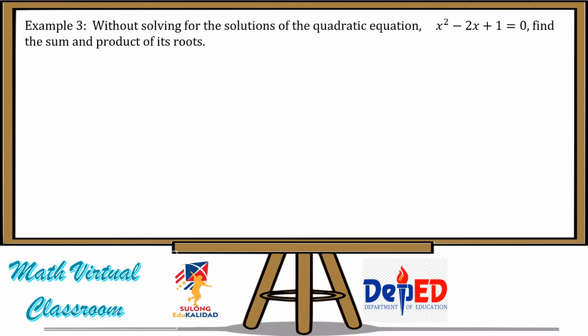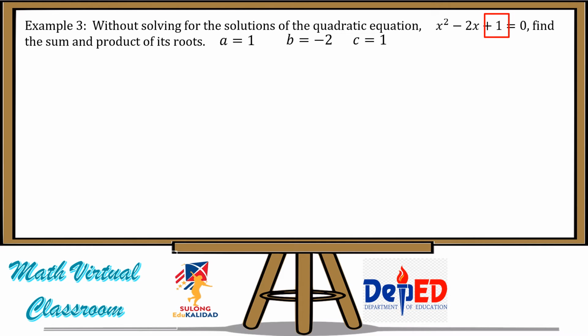Now, without solving for the solutions of the quadratic equation x squared minus 2x plus 1 equals 0, find the sum and product of its roots. So again, a here is equal to 1 since the coefficient of x squared is 1. Your b is equal to negative 2 and the value of c is equal to 1.